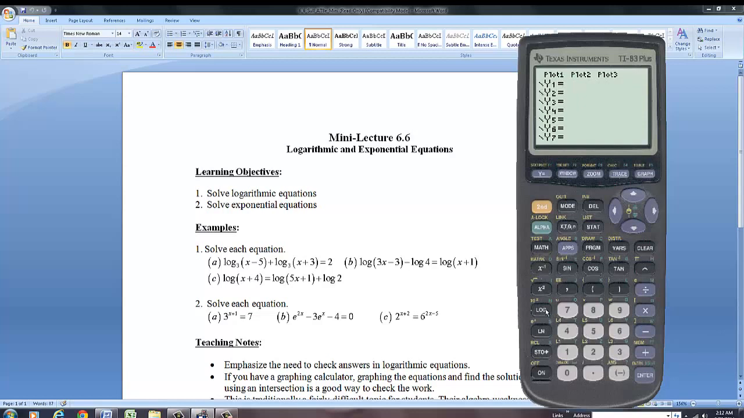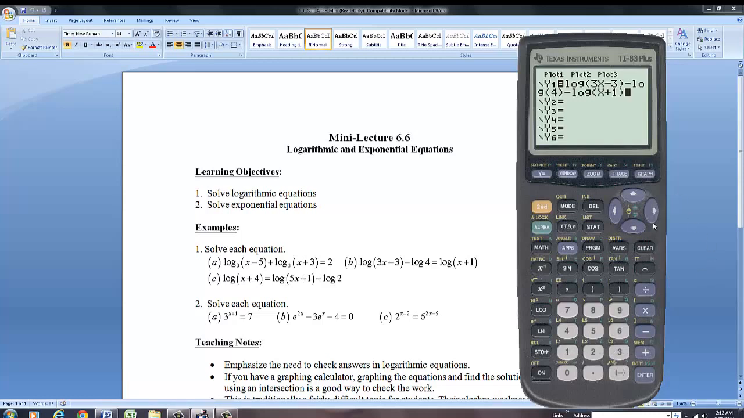So this would be log, and then enter the 3x minus 3. Remember, it's not this negative, it's the minus key because it's subtraction. So parentheses, and then minus log of 4, close parentheses, always close parentheses. Okay, remember we want one side to be 0, so let's just bring this over to this side. So I would make that a minus. Minus the log of x plus 1.